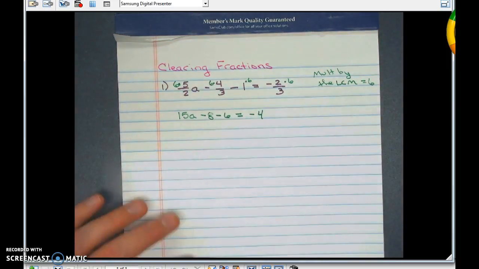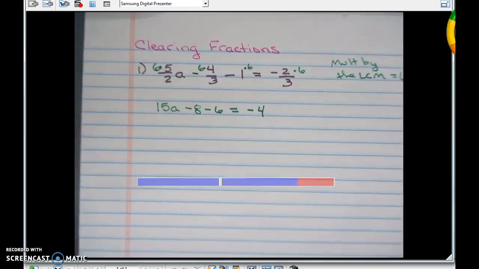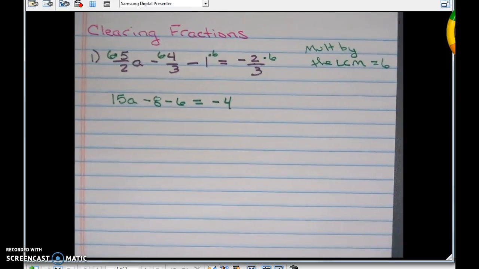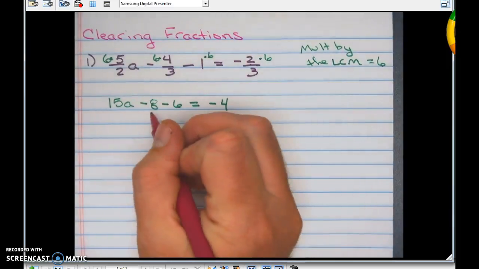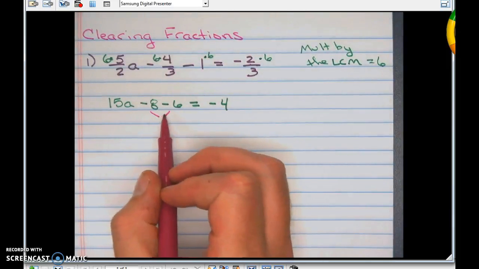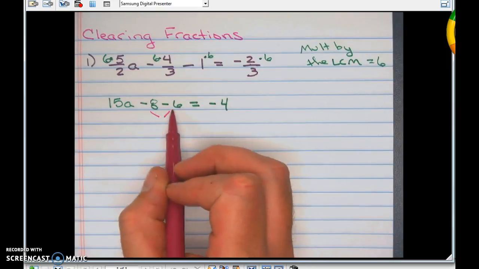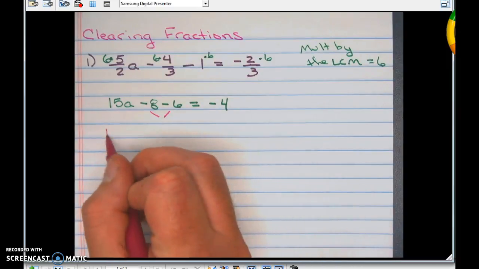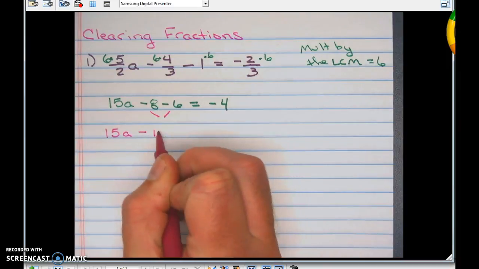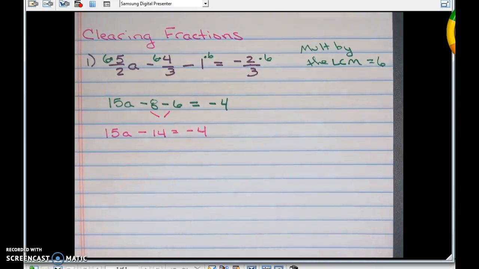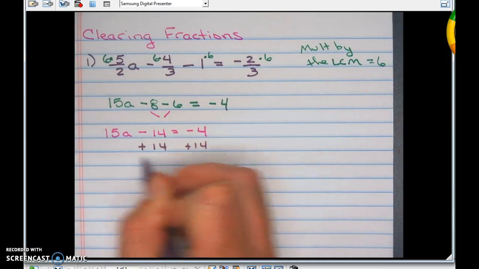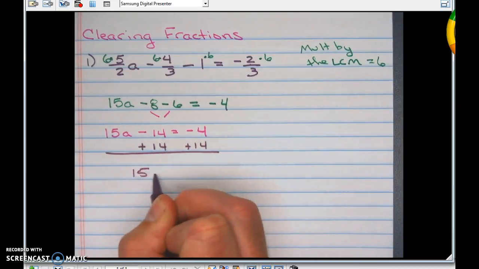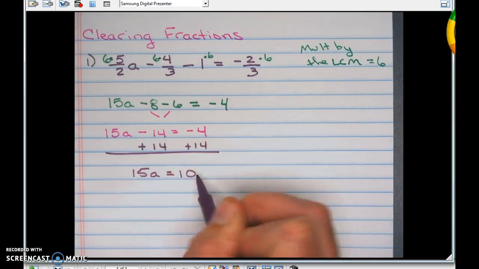So just notice how you went from what I would consider a nasty fraction problem to something that's much, much easier to solve. At this point, we would solve it just like normal. If you want, you can combine these like terms and make that a negative 14, or you could just add the 6 and then add the 8. It really doesn't matter. I'll start by combining like terms, and then after I do that, it's just farthest away, farthest away, farthest away. So at this point, I'm going to add 14, add 14. I'm going to get 15a equals 10.